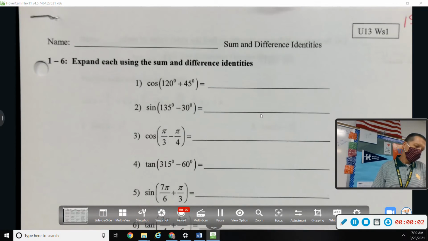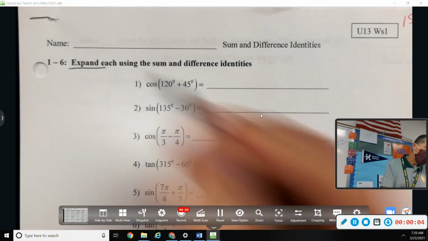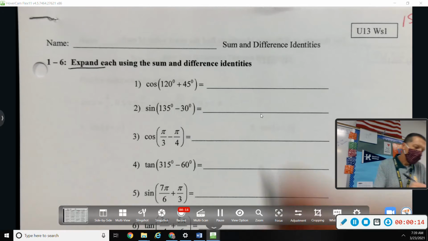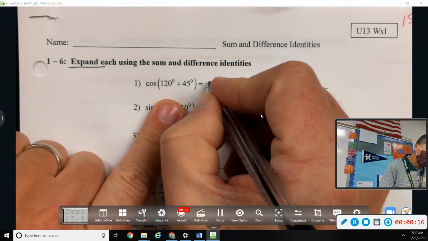Number one from the worksheet. Expand, but it doesn't want you to find anything. It's just 1 through 6 are just expand. So you may have done more than that, and that's okay. But all you had to do was use the formula to expand it.